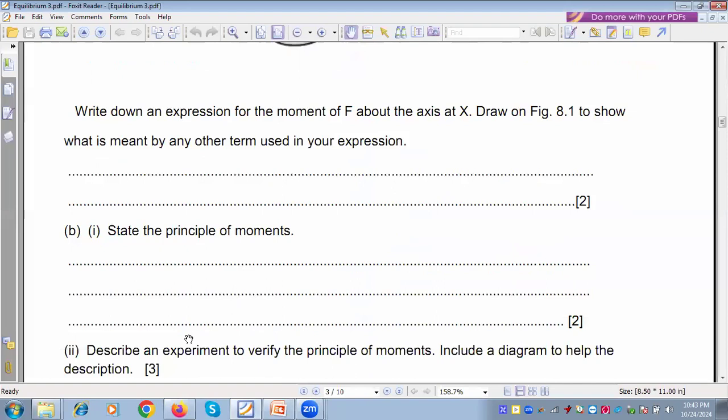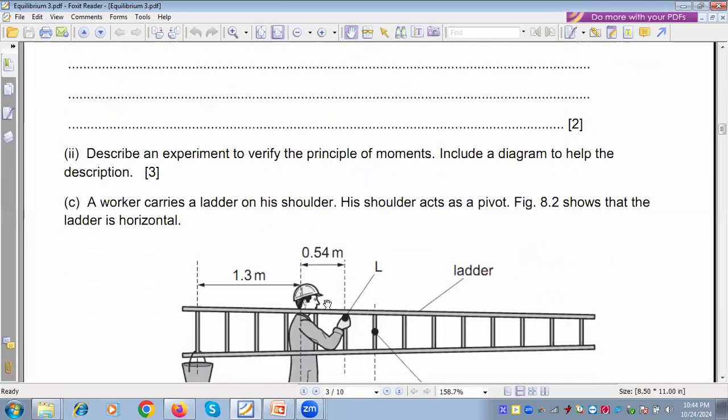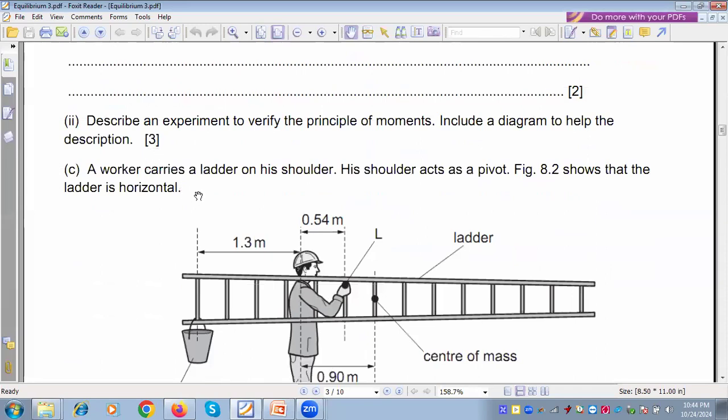Let us go to the other part of the question. State the principle of moment. This was already written in the previous part. That is, sum of clockwise moment about a point is equal to sum of anti-clockwise moment about the same point. Now here you have to describe an experiment to verify the principle of moment. Include a diagram to help the description.